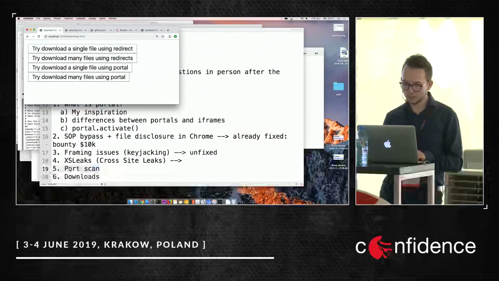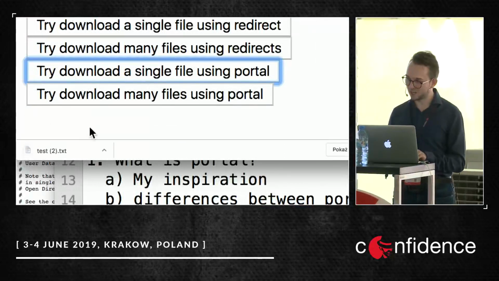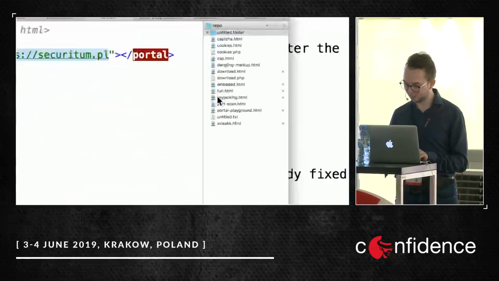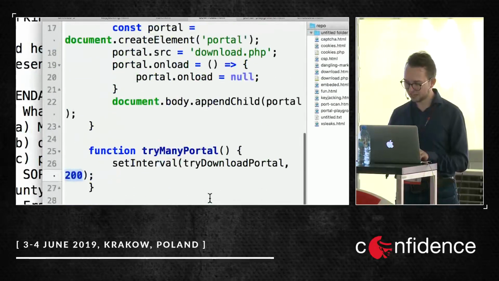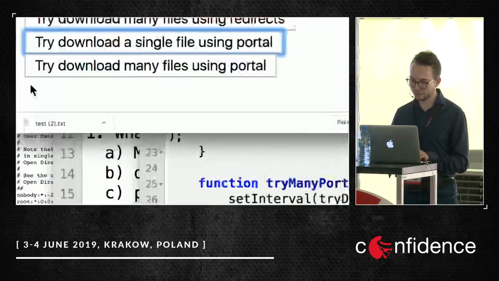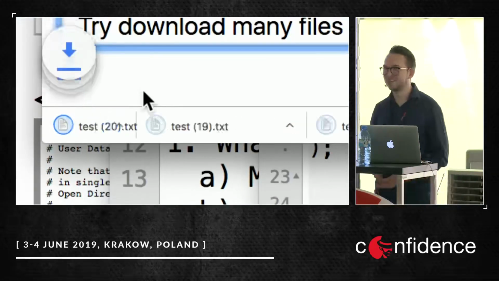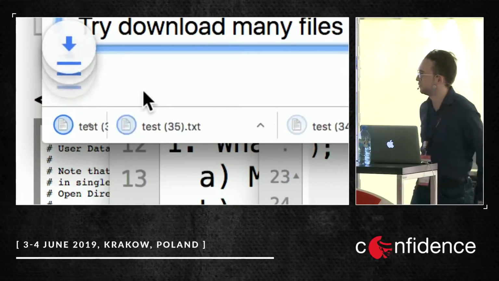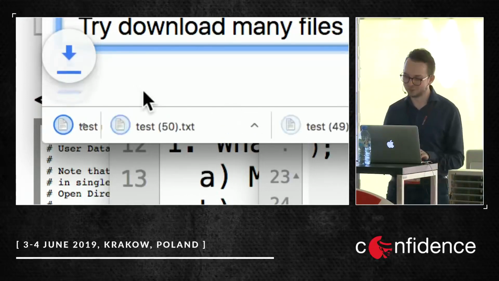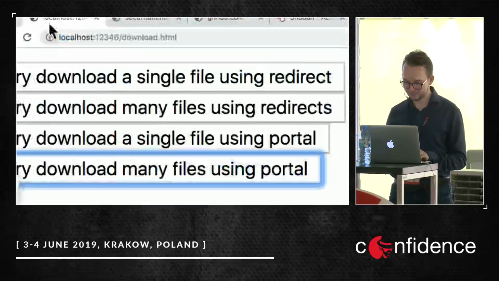However, when I go to a page that downloads a file in a portal, then the file gets downloaded as well. Here, download HTML, I am just trying to download a file in a portal every 200 milliseconds. And when I press the button to download many files using portal, as you can see, the protection doesn't work anymore. So I can fill up the empty space of the user's disk in a very quick and simple way. Okay, maybe I will stop it.